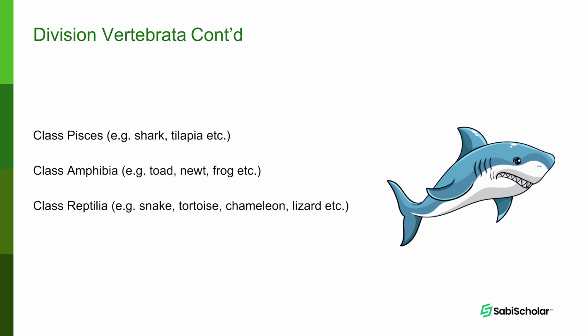Then we move over to the class Reptilia. This is where we find the likes of snakes, tortoise, chameleon, lizard, etc. There are many of them. Now, their body is covered with dry, horny, waterproof scales, and they have a long tail with also homodont dentition. That is, their dentition is really of the same sizes and shapes.